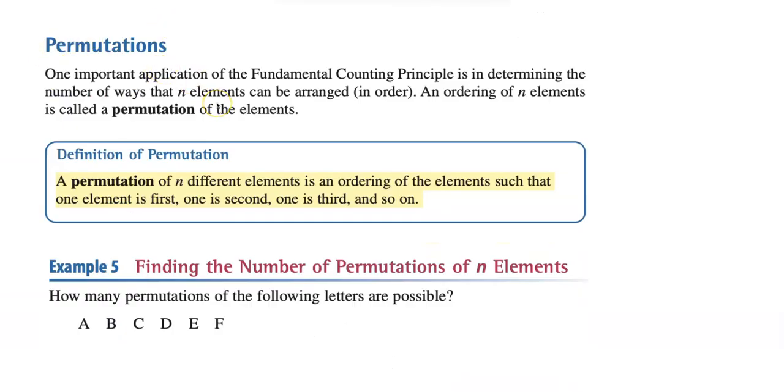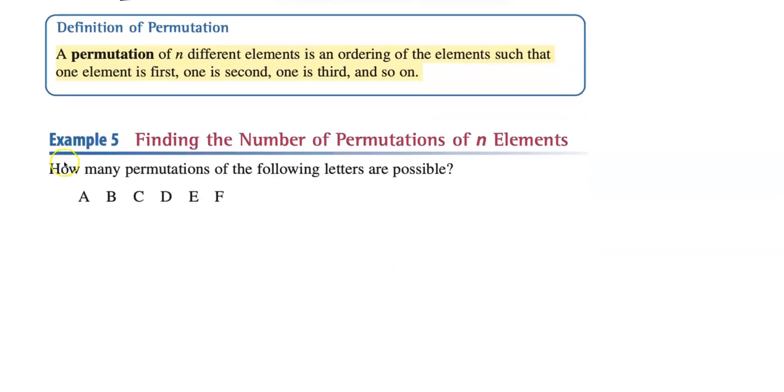Permutations. One of the important applications of the fundamental counting principle is permutations, and that's how you order or arrange items. When we do a permutation, we're arranging items in order. So let's look at how many permutations of the following letters are possible. How many ways can I rearrange these letters? There are 1, 2, 3, 4, 5, 6 letters. In the first spot, I have 6 possibilities: A, B, C, D, E, or F.